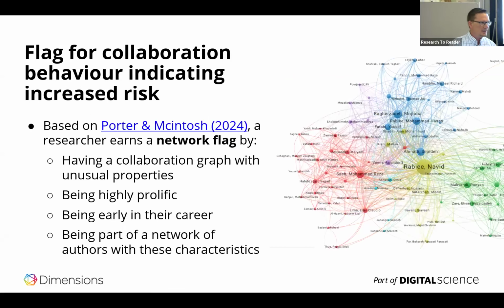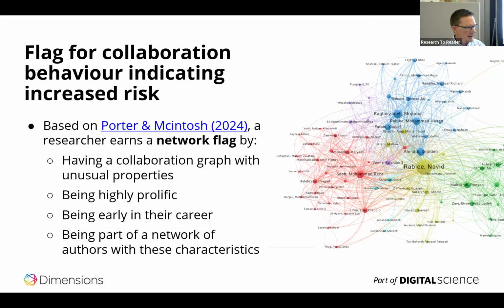Now, on top of the data itself, some of the intellectual property we developed was built on a methodology by two of my colleagues, Leslie McIntosh and Simon Porter, who developed a way to look at author collaboration networks to identify anomalies that might be of interest or risk as you look at authorship itself. So even those that don't have retraction history, you may want to look at their author collaboration to see if they might fit the mold of a paid-for authorship ring, for example.